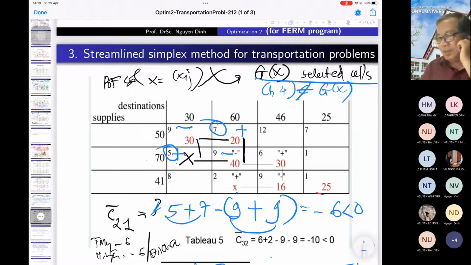So that means, just a moment. I see that the 3 people, Hà Uyên, Trà My, and Đăng Khoa also have 5 points. Đăng Khoa.